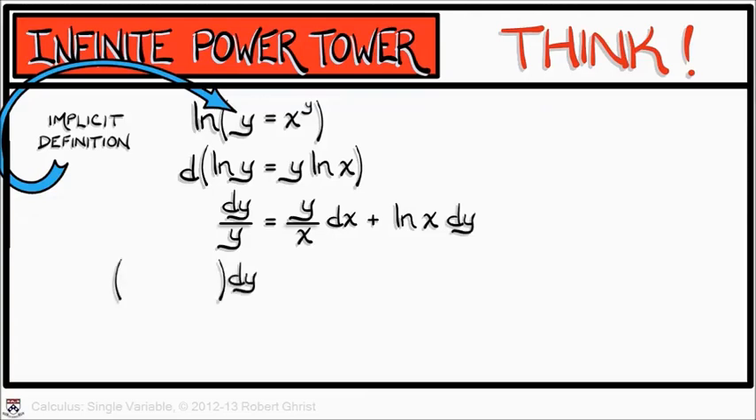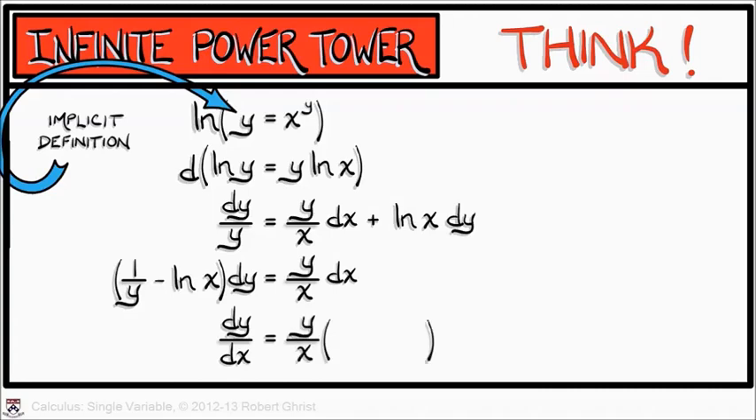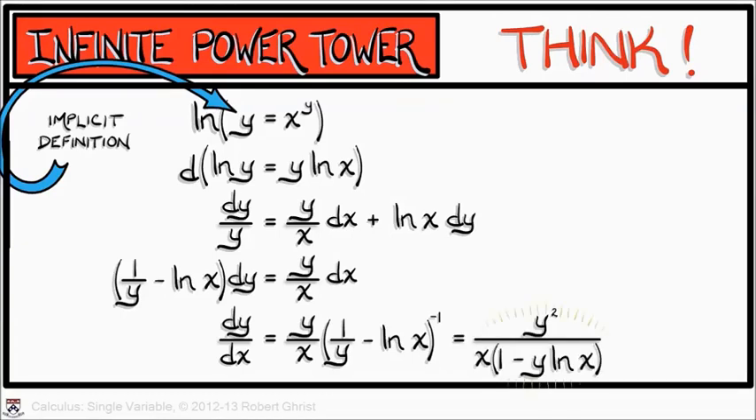And now the rest is just a little bit of algebra. Move terms over to the left, collect, factor out the dy. What's left over on the right is y over x dx. And now, rearranging terms, we solve for dy/dx as y over x times (1 over y minus log of x) to the negative 1. If you like, you can rearrange the terms a little bit, to get y squared over x times the quantity 1 minus y log x.